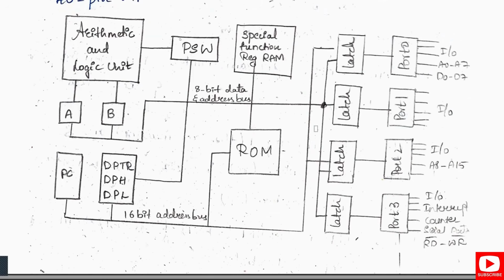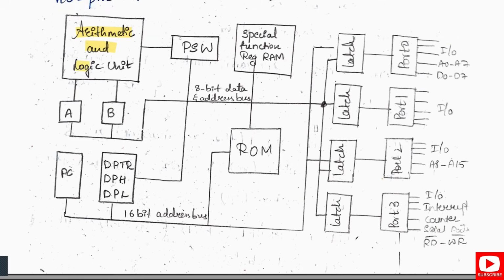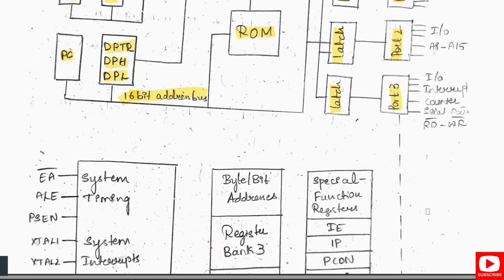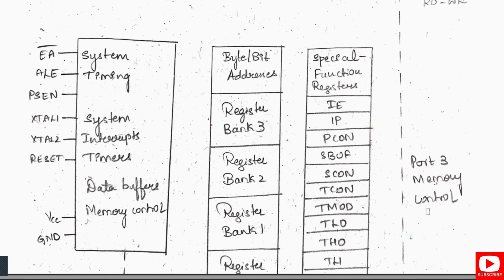Firstly, you have to draw the block: arithmetic and logic unit connected to the registers A and B. We have PC and DPTR, both of them connected to PSW. We have some special function registers in the RAM. This is an 8-bit address line and this is a 16-bit address line. And we have one ROM. Other things, we have 4 latches connected to the 4 ports. Finally, that is sent to input output A0 to A7, D0 to D7 to the address line. Based on these ports, we'll be discussing further. Also, we have ALE, PSEN, then XTAL, reset, VCC, and ground.